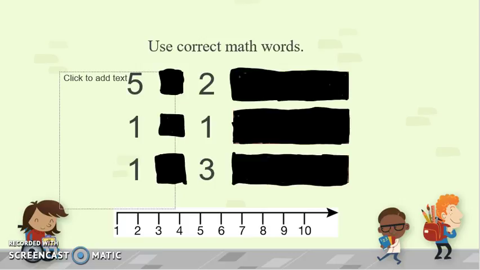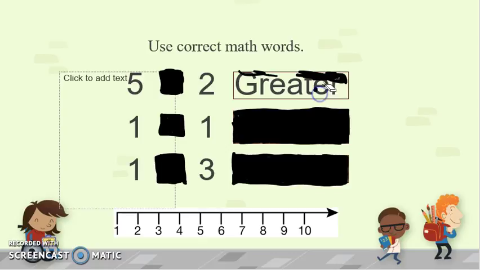Now this is a little fun one. We're going to learn how to use correct math words. We're going to say greater than versus bigger than. We're going to say less than versus smaller than. And most of the time we still say equal to. So, using correct math words. 5 is blank than 2. We know that 5 is bigger, so we will say 5 is greater than 2.